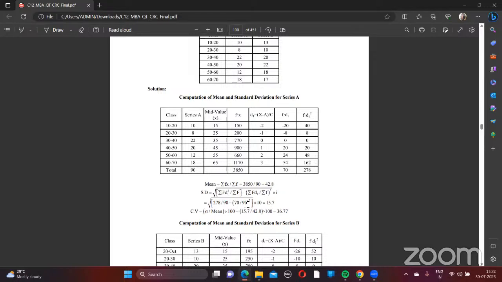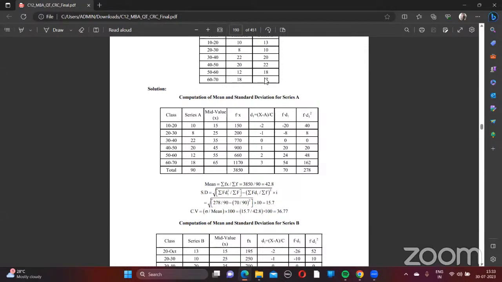Whatever value you get, it is squared, then take the difference of these two terms and the square root of that, into 10. You get 15.7 as the standard deviation. So the standard deviation is 15.7 and the mean is 42.8. Then you can calculate CV, the coefficient of variance, as standard deviation by mean into 100. So 15.7 divided by 42.8 into 100 gives CV as 36.77%. So the coefficient of variance for series A is 36.77.